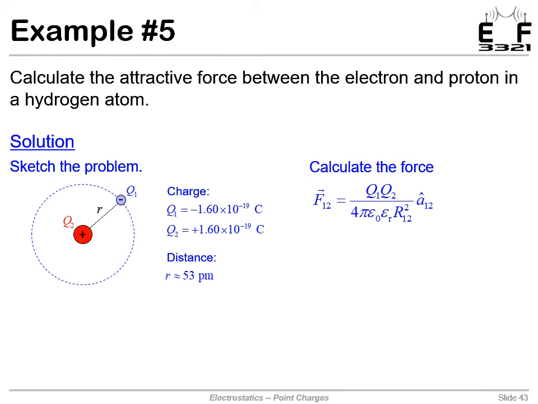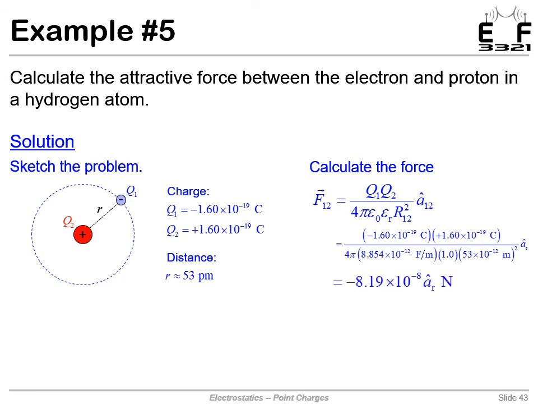Let's calculate the force. We have our force equation. Let's just throw in these numbers. Of course at the atomic scale there's not really going to be a permittivity, so the relative permittivity is just 1, and this r squared is our 53 picometers. And if we do the math, we get around 8 times 10 to the minus 8 newtons, and this comes out to be 82 nanonewtons. Now that actually surprised me how large that number is, but these are tiny, tiny particles. So tiny, tiny force.